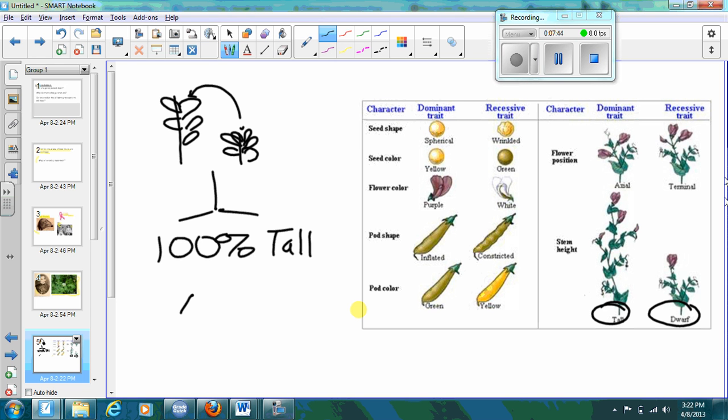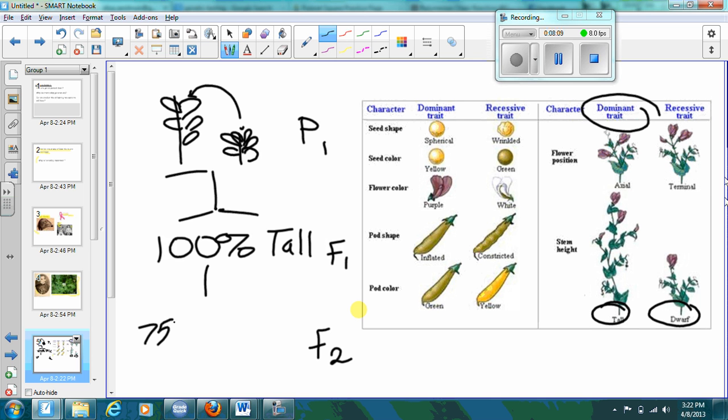So he was like, oh, maybe the tall trait overpowered. So he realized the tall trait was dominant. Then he took two of these tall plants that he had, and he crossed them, and he came up with a third generation. We're going to call this the P1 generation. We're going to call this the F1 generation. And then he had the F2 generation. He discovered that 75% was tall and 25% was short.